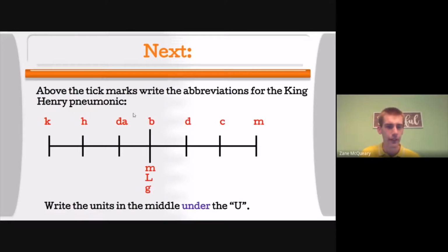So King Henry died by drinking chocolate milk. This DA, all right, that's because deca, the abbreviation for that is actually DA, not just D. So you got to be careful on that. King Henry died by drinking chocolate milk. Kilo, hecto, deca, base, deci, centi, milli.